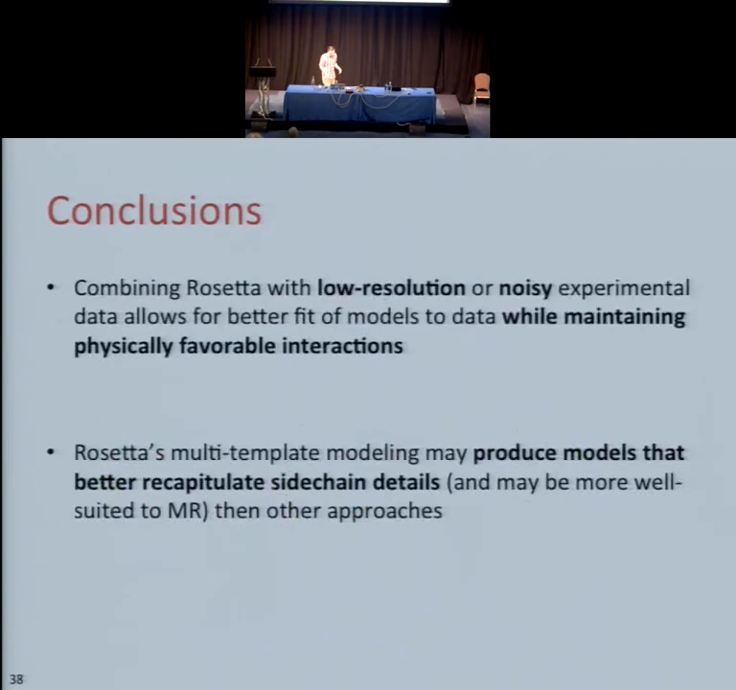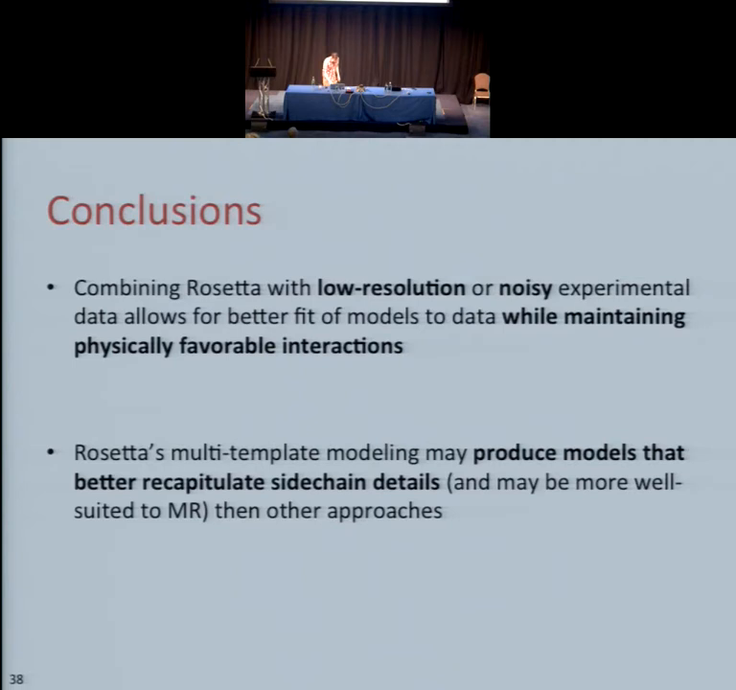So in conclusion, first of all, combining Rosetta's energy function and Rosetta's sampling methods with low resolution or noisy or poorly phased experimental density data allows us to better fit models to data while maintaining physically favorable interactions, like maintaining favorable hydrogen bonds and favorable core packing from the template structures. Additionally, the multi-template modeling provides models that certainly have better side chain recapitulations, and they may be better suited for molecular replacement than other approaches. We need to do further testing with this.